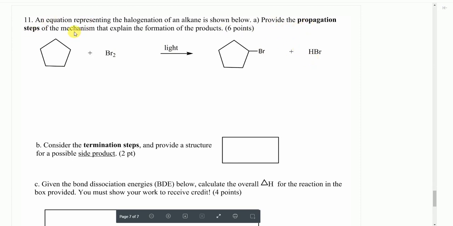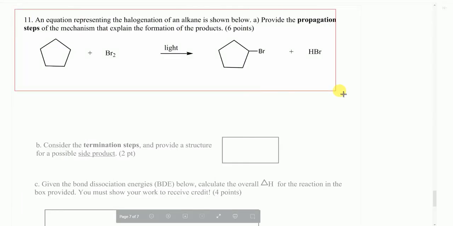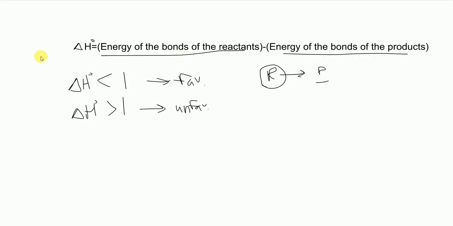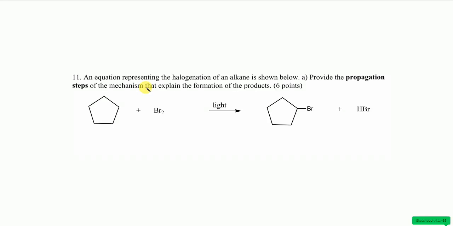So we don't need to show initiation, right? She wants to see propagation. So she wants to see what's happening. So let's take a picture of this. All right. And this. Okay. So I need to show how this happens.